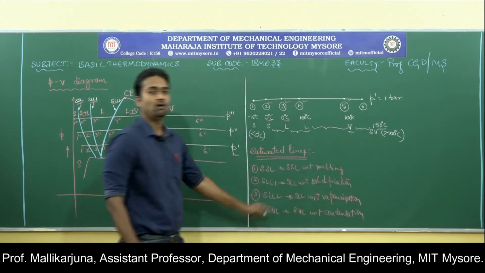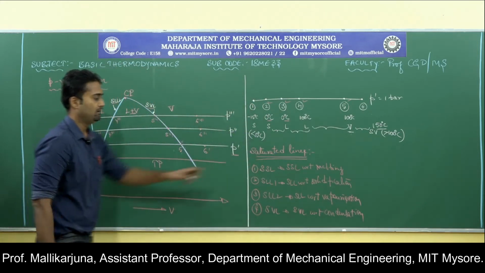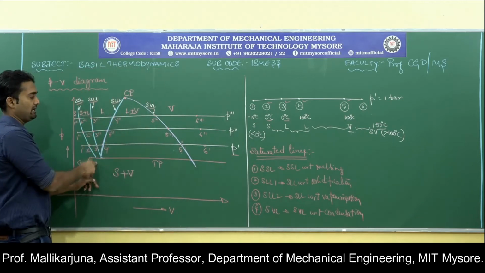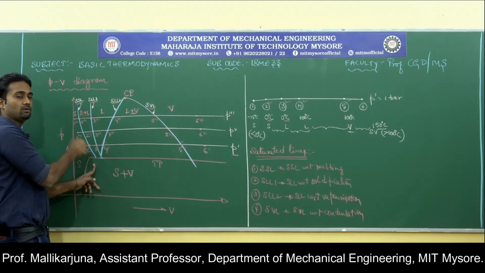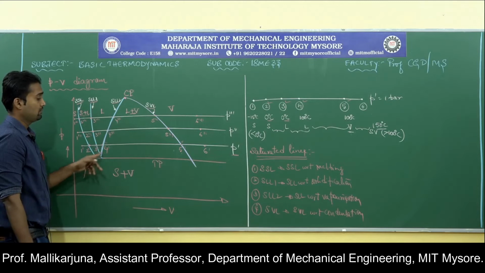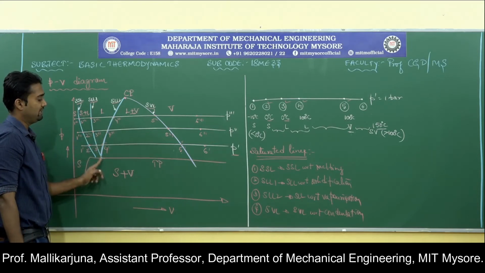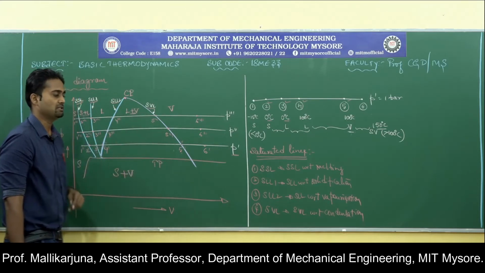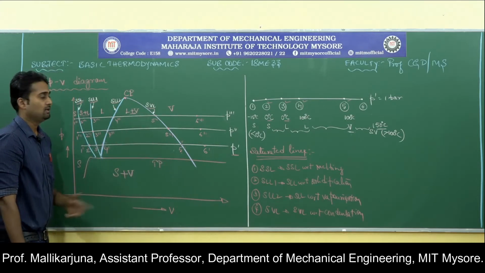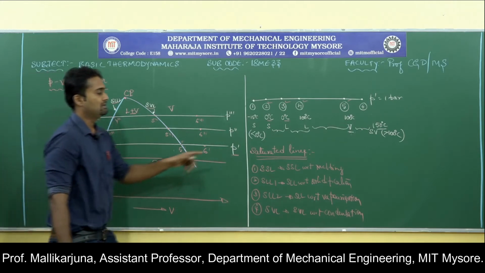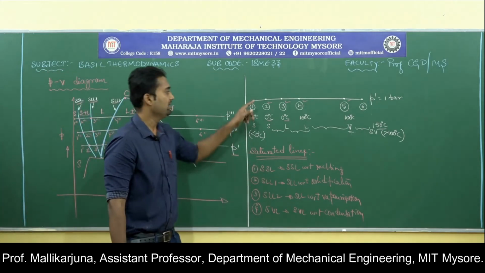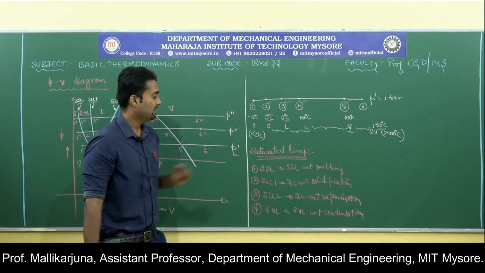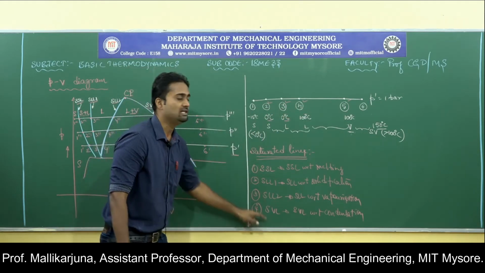These are the names for saturated lines. Please concentrate on this. Saturated solid line with respect to melting, saturated liquid line with respect to solidification, saturated liquid line 2 with respect to vaporization, saturated vapor line with respect to condensation. So these are the 4 different saturated lines that we have obtained at saturated points for various pressures. Now let us try to look onto the importance of these lines.